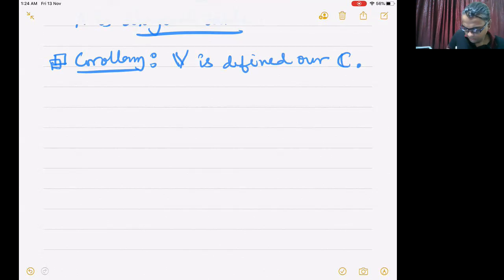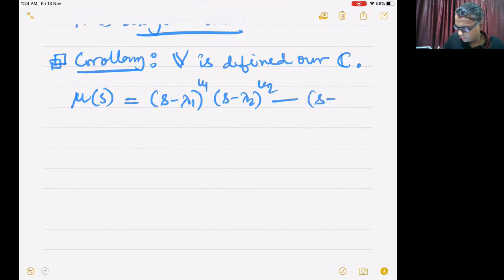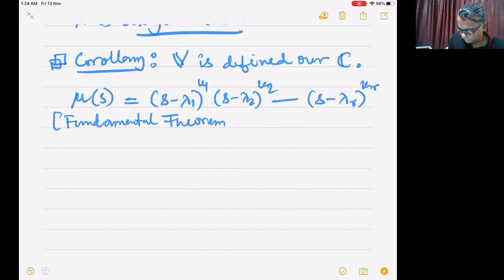In that situation, mu, the minimal polynomial of A, would be factorizable as (s minus lambda 1) to the power k1, (s minus lambda 2) to the power k2, and so on. This is by the Fundamental Theorem of Algebra. Capital T, because this is a name. I hope you know that. The Fundamental Theorem of Algebra says that every polynomial over complex numbers factorizes into linear factors. That is, they have their roots. All the roots are there over the complex numbers. We don't have to search for roots outside.